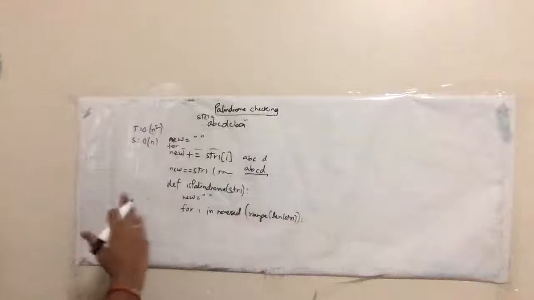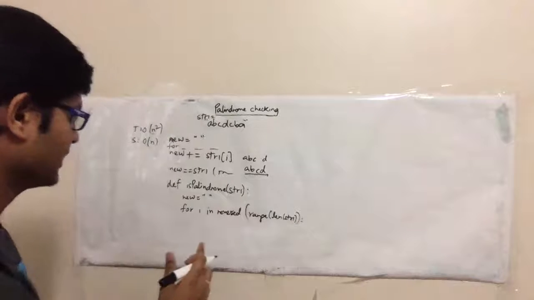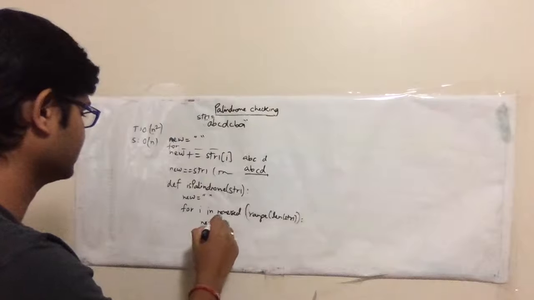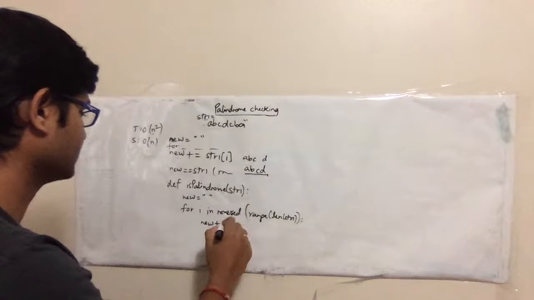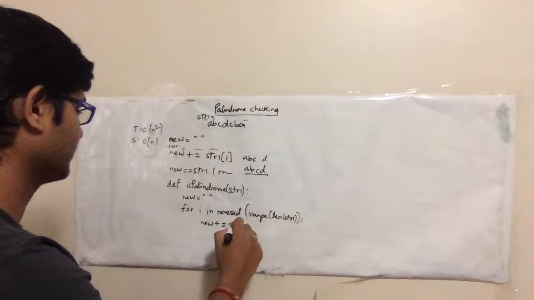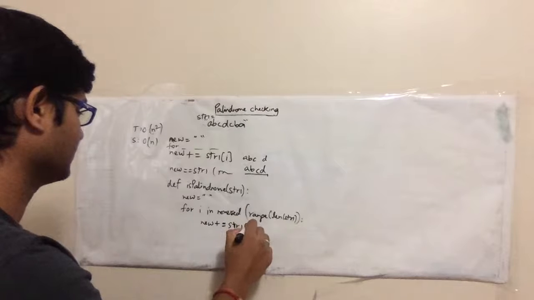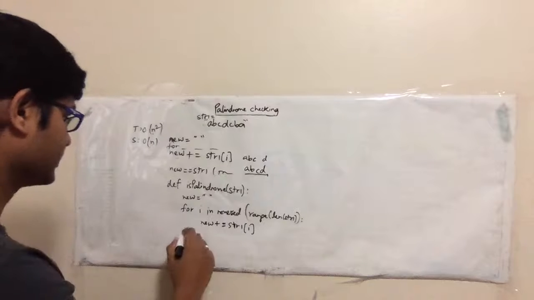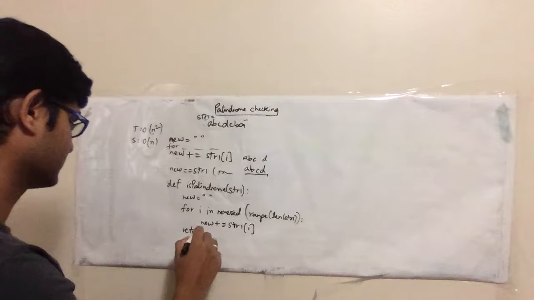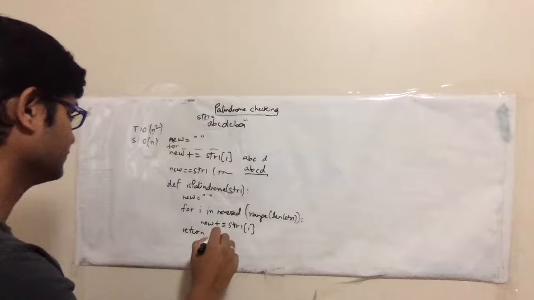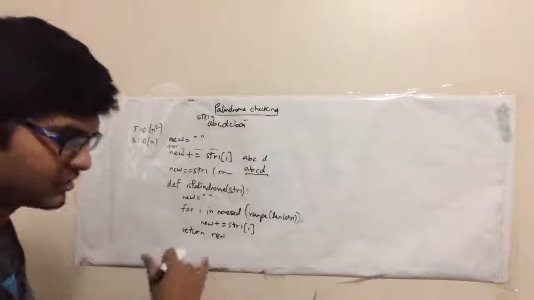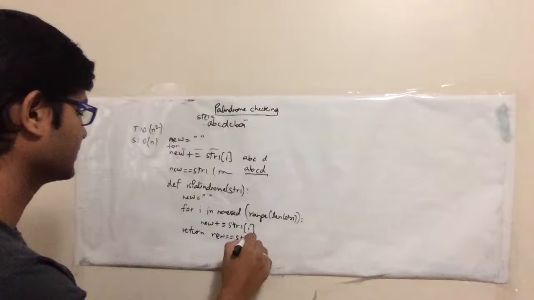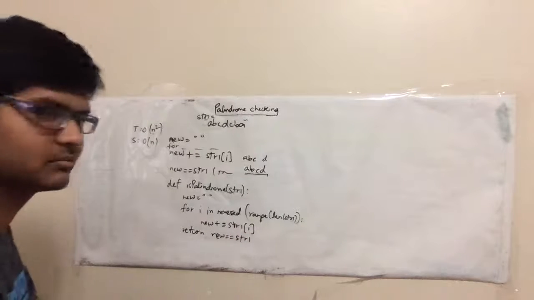So we started iterating through the given string, and as we go, we need to append every character to this: new plus 1 is equal to string 1 of i. We created the new reversed string and just returned whether the newly created reverse string is equal to the given input string. If that is the case, it's a palindrome.